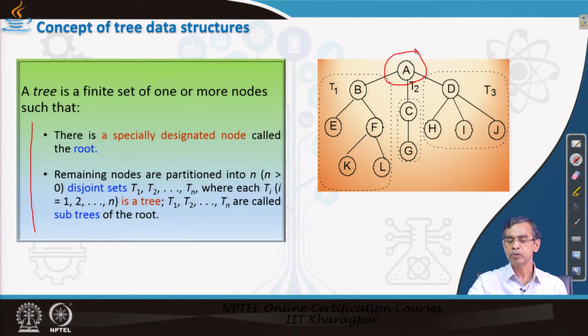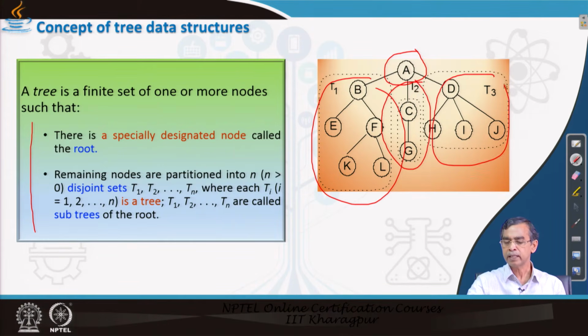For example, this is the root node, and then each node, whether this root node or any other node, will be characterized with a number of subtrees. For example, this root node has a subtree called T1, this is another subtree, and this is another subtree. This tree has 3 branches, and each branch leads to a subtree. Each subtree again is a tree, so it is called a recursive definition, or it is null.